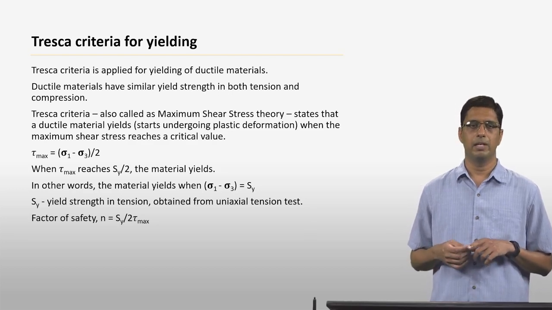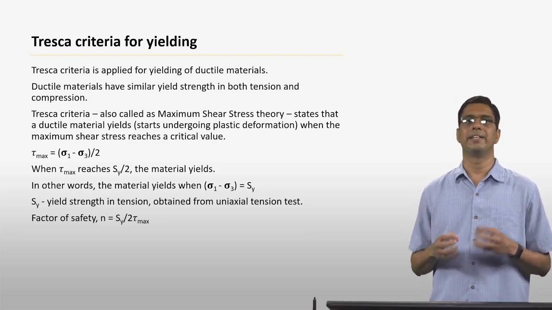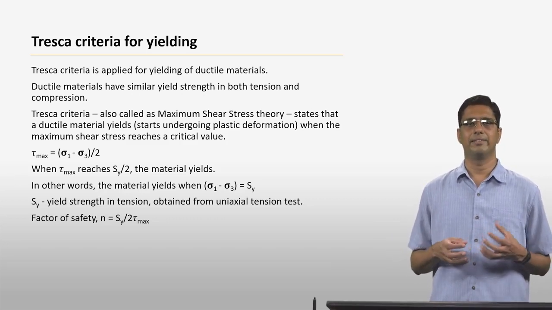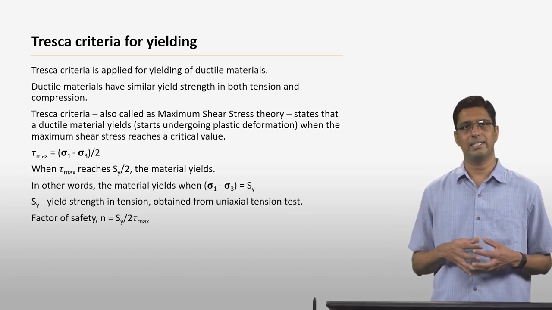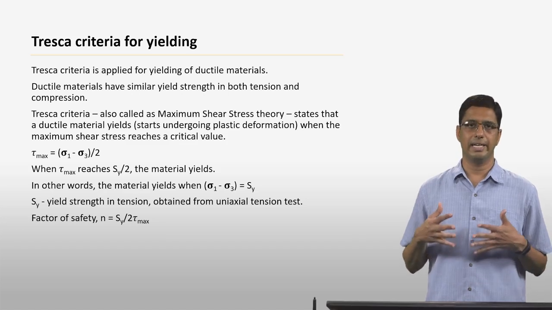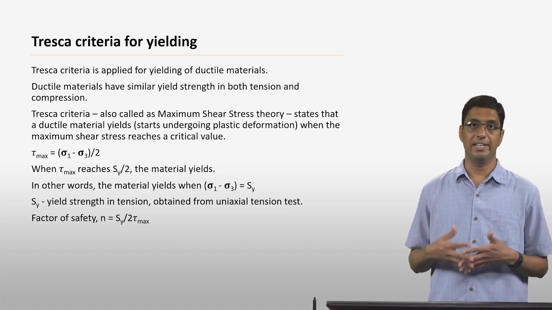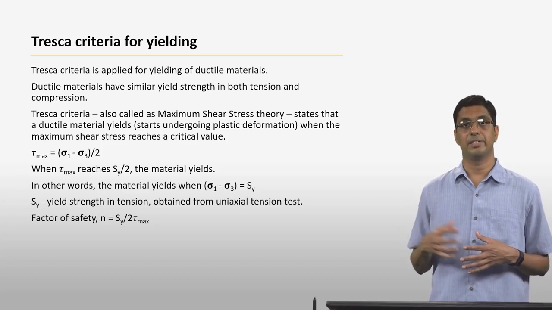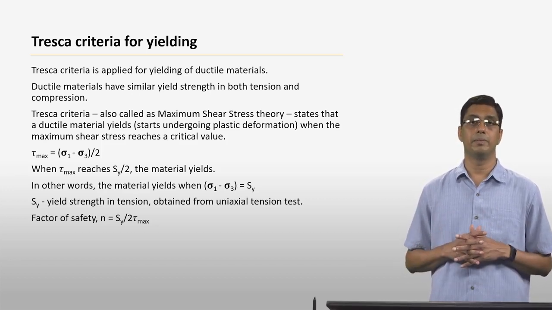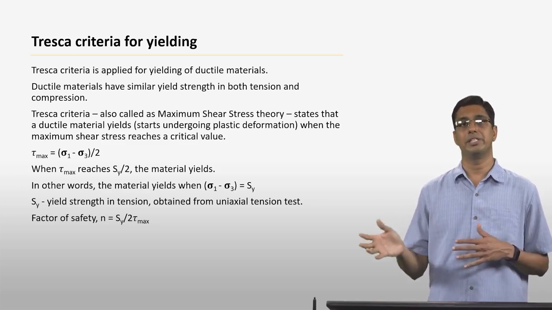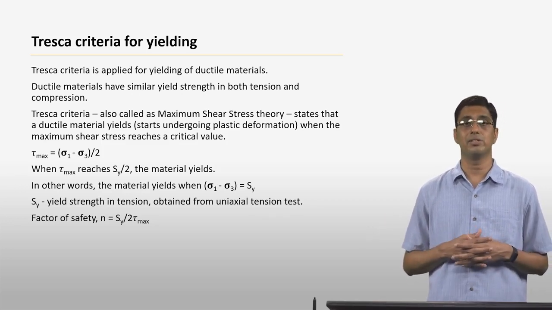materials. And one difference between ductile materials and brittle materials is that ductile materials have similar yield strength in both tension and compression. So what you learned last time is that when you look at a brittle material, the failure strength in compression is quite a bit larger than the failure strength in tension. But in ductile materials, the stress strain curve is very similar in both tension and compression. So essentially the yield strength is also quite similar.